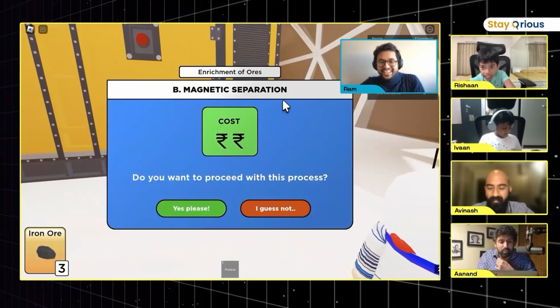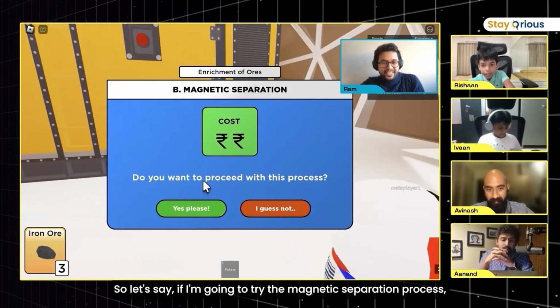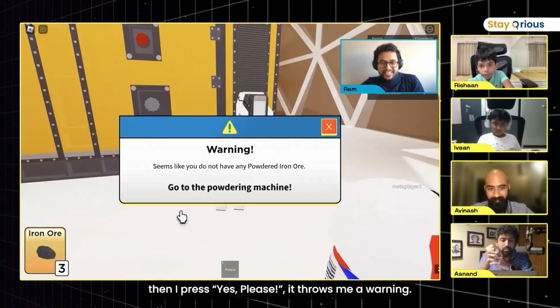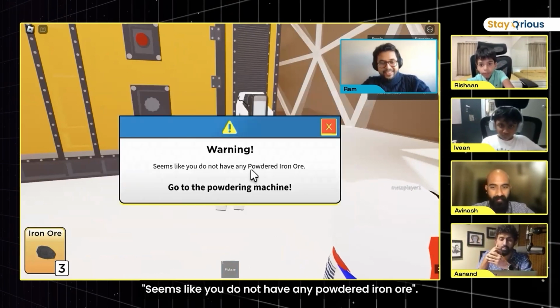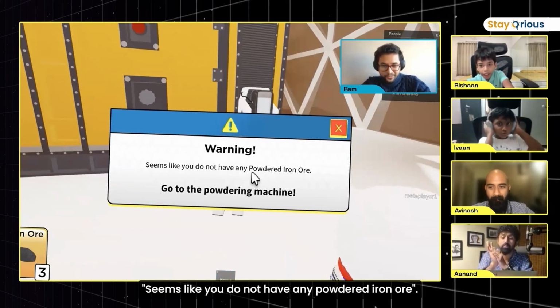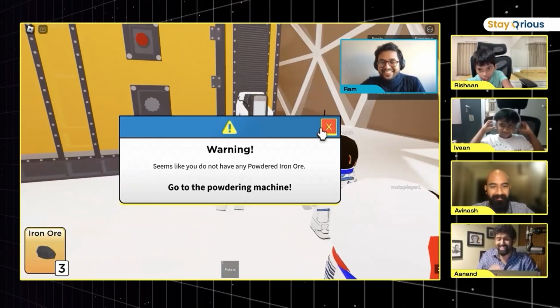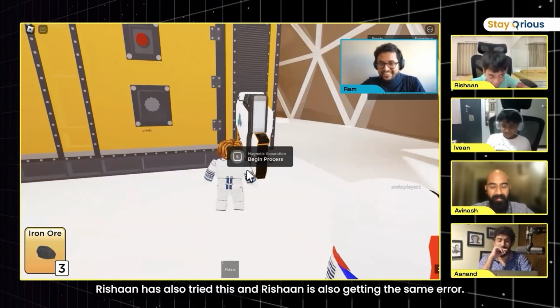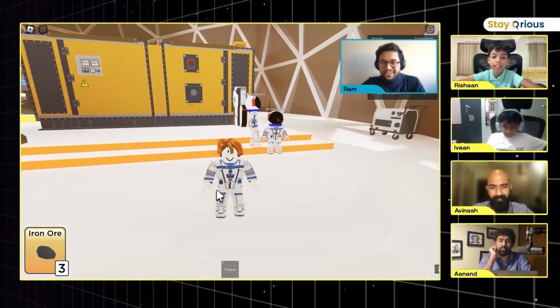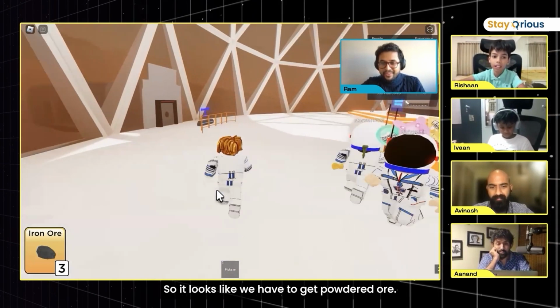It's okay. How does this work? So let's say if I'm going to try the magnetic separation process, then I press yes, please. It throws me a warning. Seems like you do not have any powdered iron ore. And Rishan has also tried this. Rishan is also getting the same error. So looks like we have to get powdered ore.